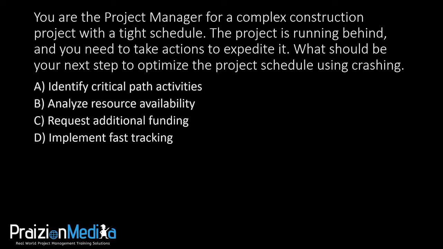You are the project manager for a complex construction project with a tight schedule. The project is running behind and you need to take actions to expedite it. What should be your next step to optimize the project schedule using crashing? Is it A, identify critical path activities, B, analyze resource availability, C, request additional funding, or D, implement fast tracking?